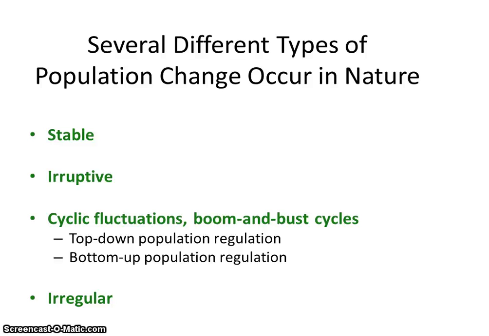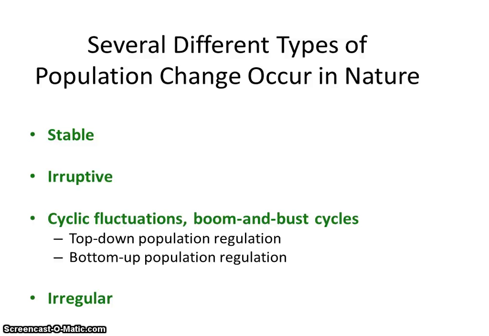Now there are different types of population fluctuations that will occur in nature. The four categories are stable, eruptive, cyclic, and irregular. Stable is pretty much what it sounds like. A stable population does not have much change at all. Maybe you might think of a population of cattle on a ranch. It stays fairly stable. The farmer knows what his land can hold, and he keeps his numbers right around that number. So they would have a stable population.